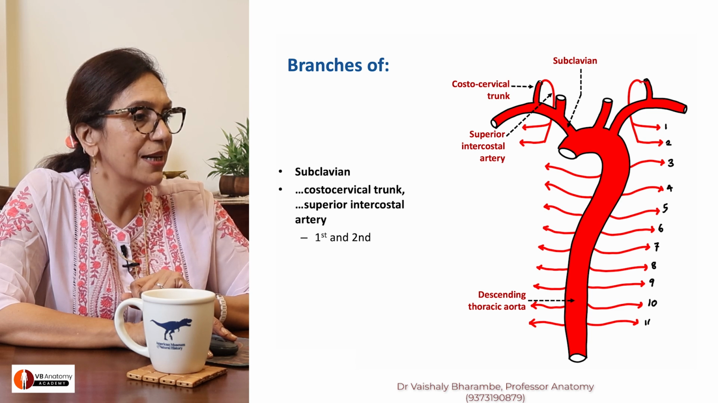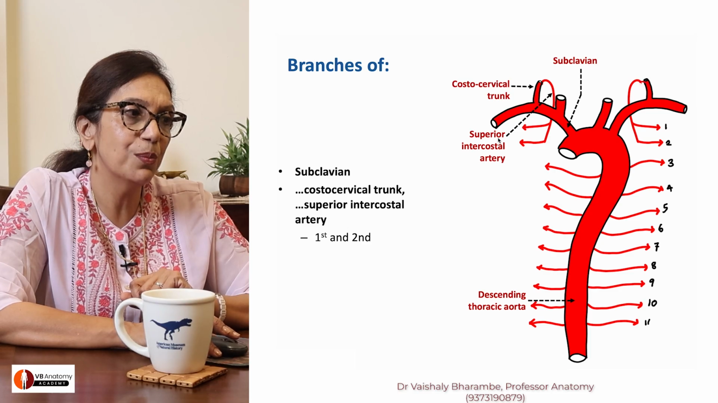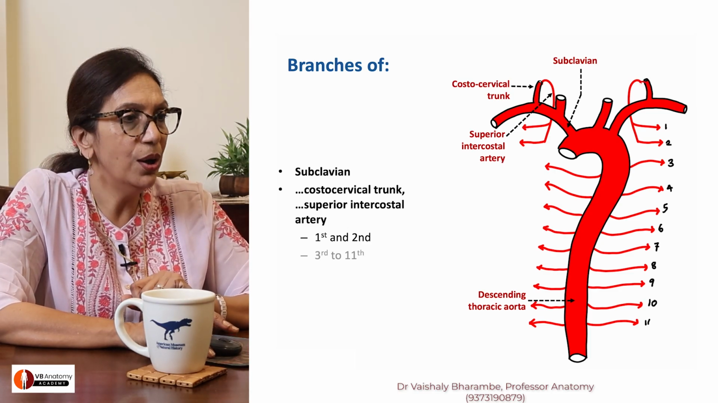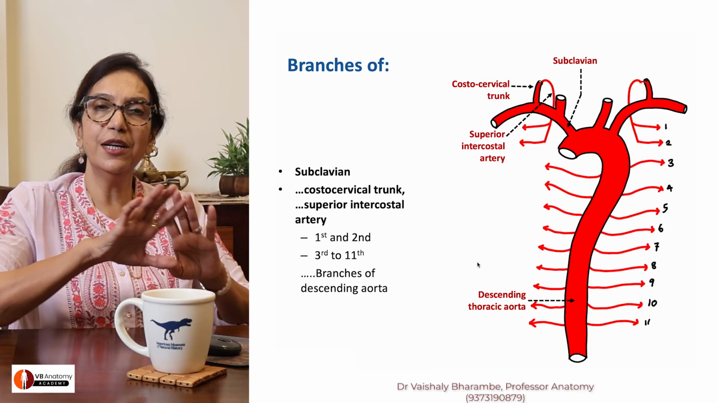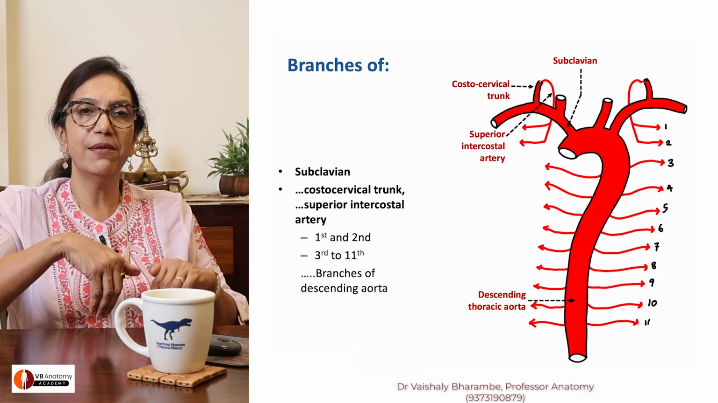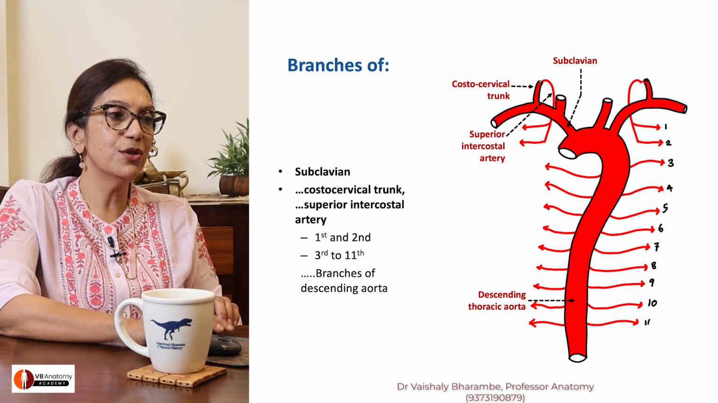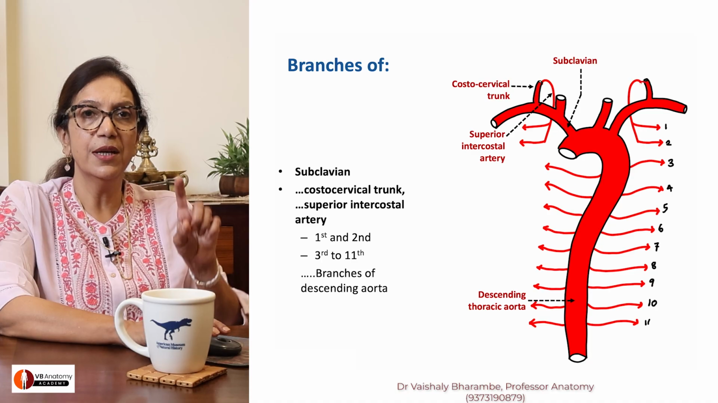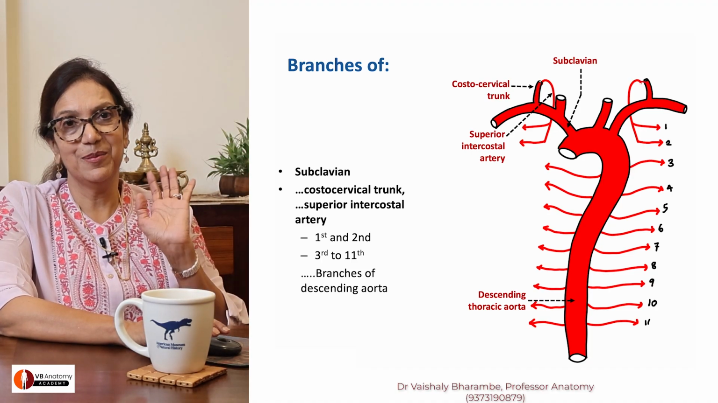Now you will see that the first and second intercostal arteries are branches of superior intercostal artery. All the others are branches of descending aorta. So posterior intercostal arteries from 3rd to 11th are branches of descending aorta. First and second are branches of superior intercostal artery, branch of costocervical trunk, branch of subclavian.